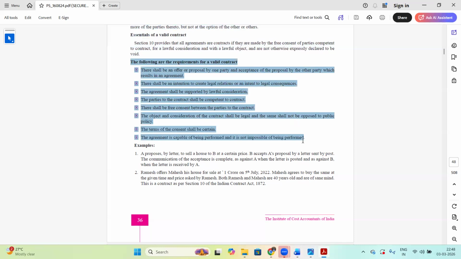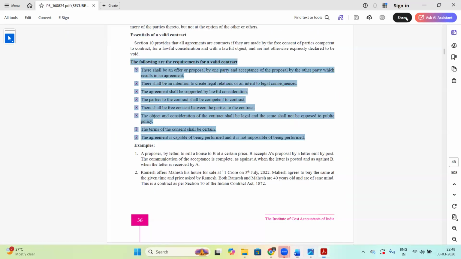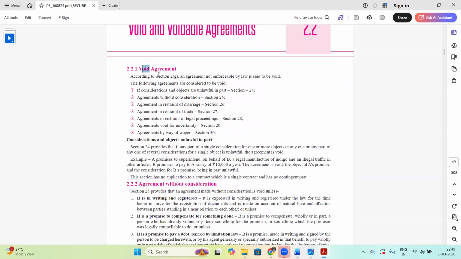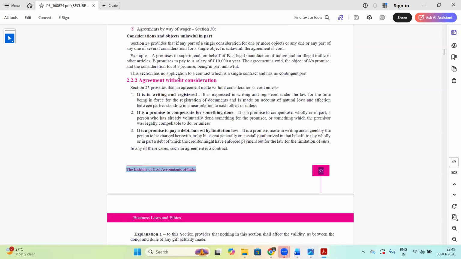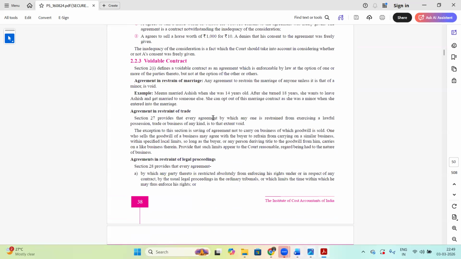So one of the most repeatedly asked questions is the essential elements for a valid contract. Next, void agreement and voidable agreement. What is a void agreement? What is a voidable agreement? A voidable agreement is void at the discretion of an individual. You can go through this. This is a possible question.